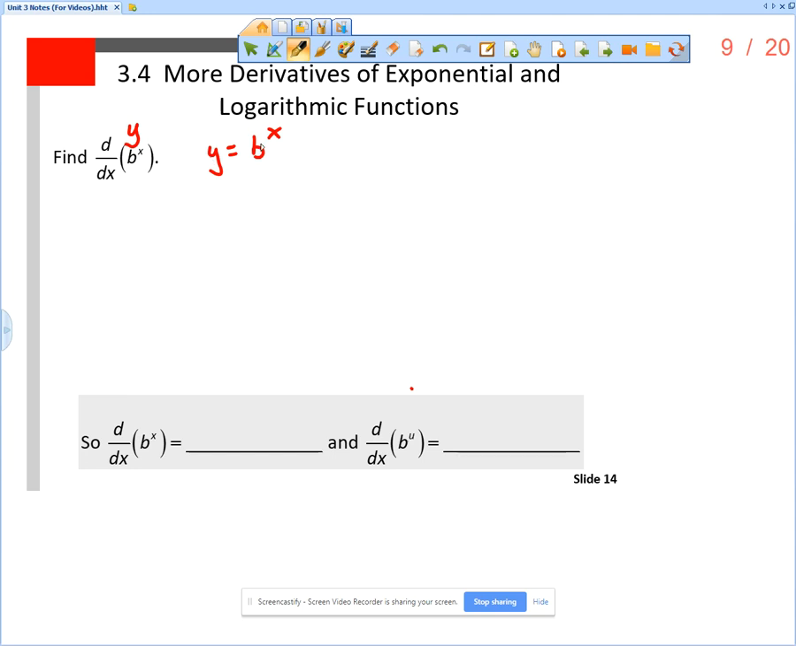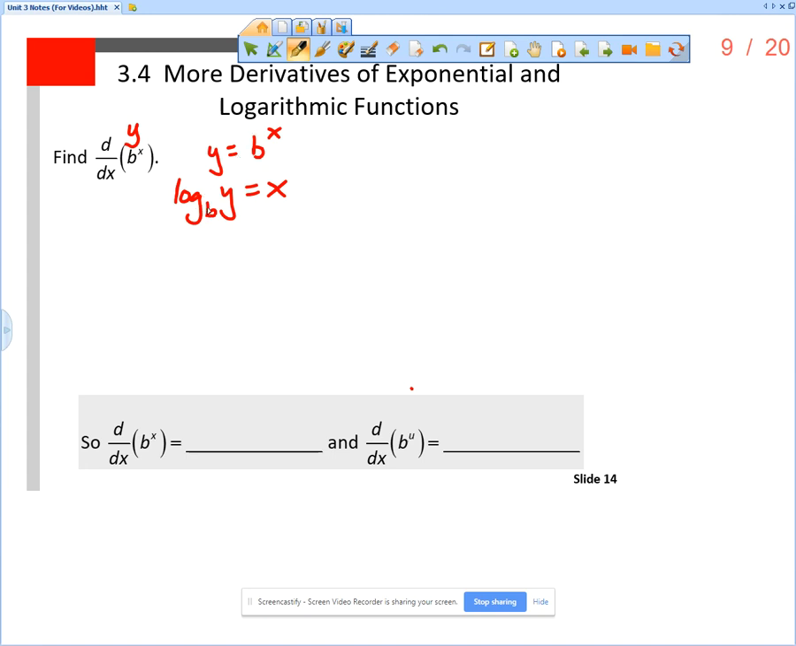So I'm going to rewrite this using the definition of logarithms. So if y equals b to the x, then I can say that the log base b of y is equal to x. All right. And so now we're going to use what we already know from section 3.3 to find this derivative rule.